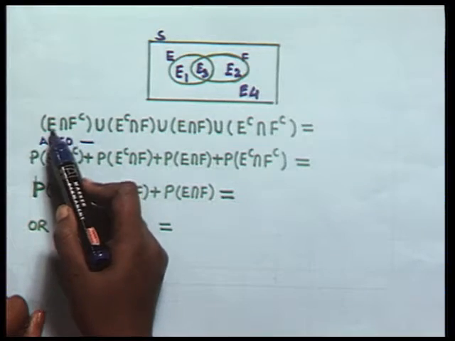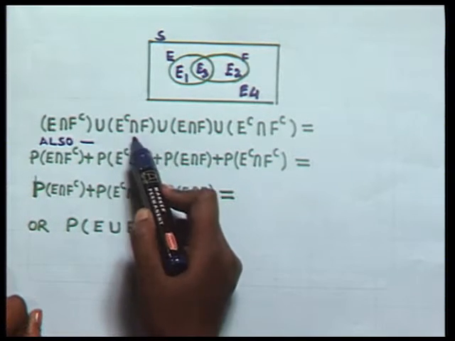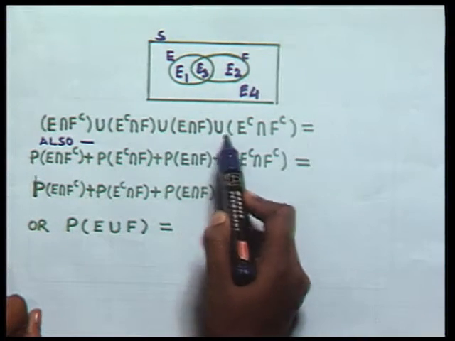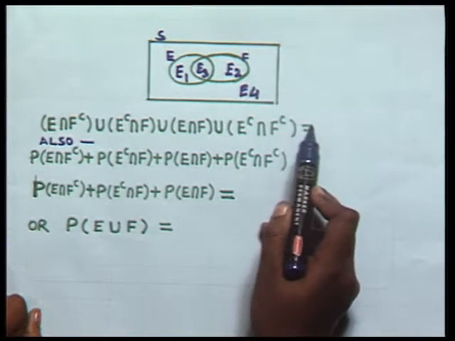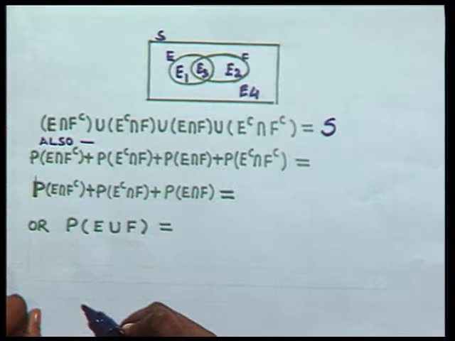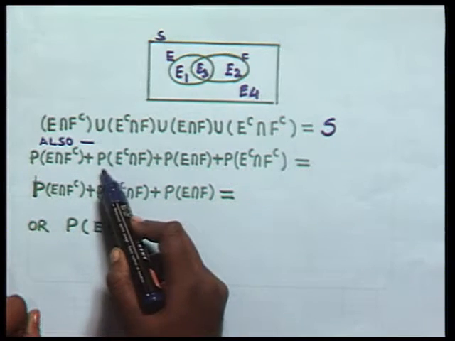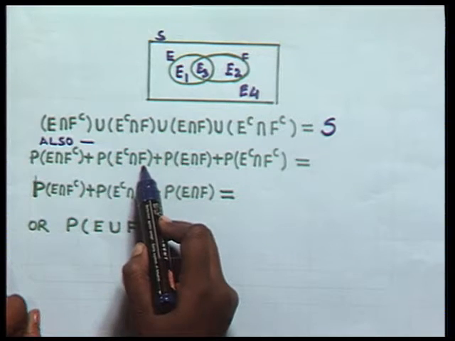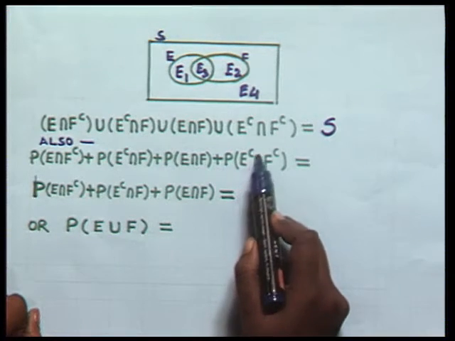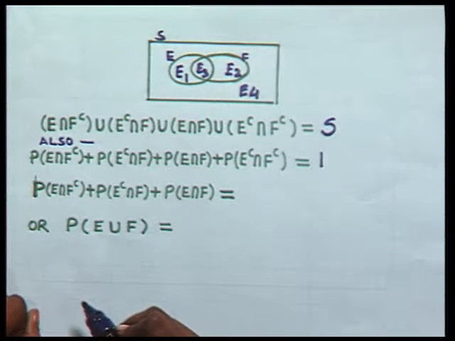Therefore, E intersection F complement union E complement intersection F union E intersection F union E complement intersection F complement will give us the sample space S. Also, probability of E intersection F complement plus probability of E complement intersection F plus probability of E intersection F plus probability of E complement intersection F complement will be equal to 1.